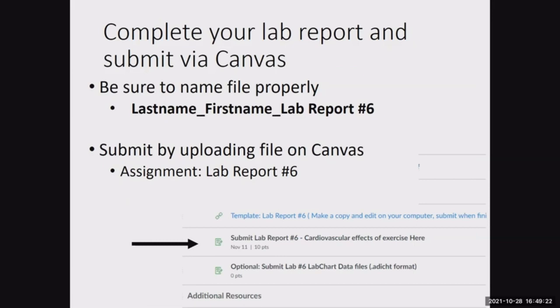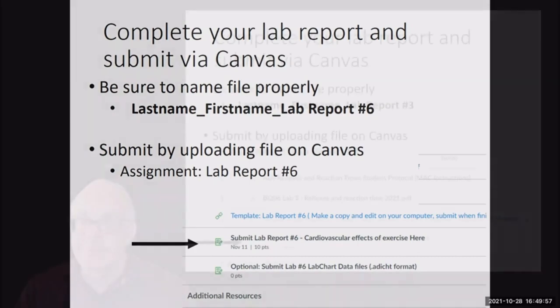Once you've completed the lab activities as well as the questions at the end, we're asking you to use the naming convention that we've talked about before: last name, first name, lab report number 6 in this case, in case we have to download them to our computers to comment on them and grade them. Please submit this at the point on the Canvas site that we've identified. If you're willing and you've got good data, please upload some of the ADI-CHT format files here, as this gives us a greater library to work with as we go forward within the course.